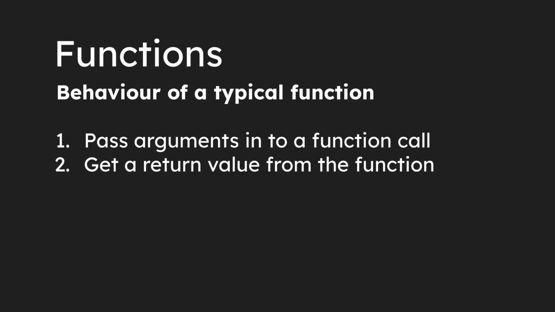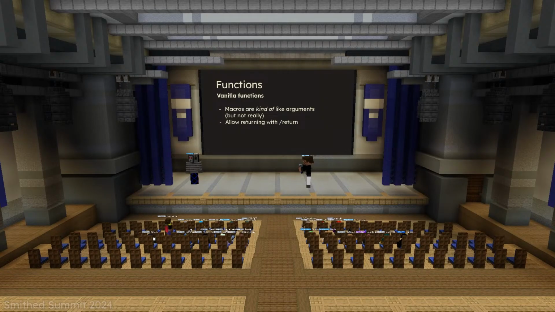Let's have a look at vanilla MC function functions. So as for arguments, we kind of have arguments with macros, but they're not really. They don't behave like a typical programming language's arguments for a function. And they can be a bit weird to work with, right? As well, vanilla functions do allow you to return a value with /return.